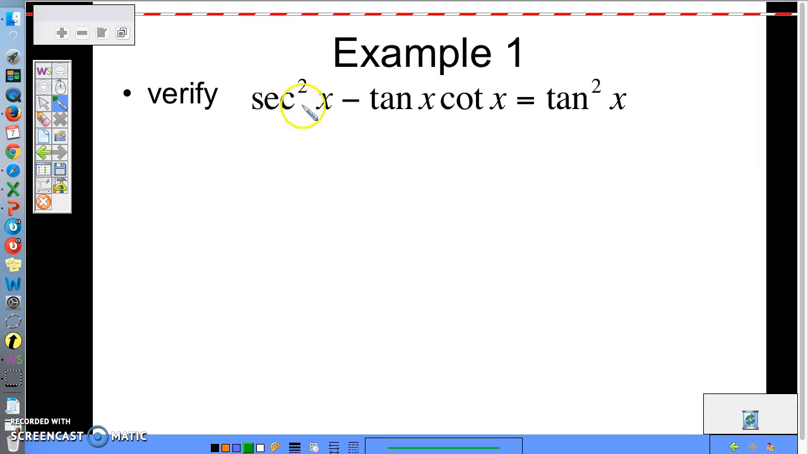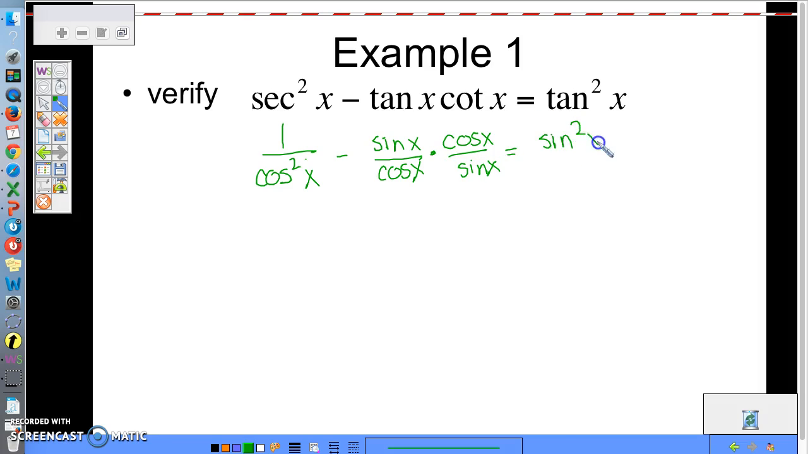So this first one to verify, alright, we can rewrite everything in terms of sine and cosine. So this would be cosine squared of x. This would be sine of x over cosine of x. This is the cotangent, or tangent, this one would be cosine of x over sine of x. And it would equal sine squared of x over cosine squared of x. So first step, we have everything in terms of sine and cosine. Well, I look here, well, that's going to be 1. So we have 1 over the cosine squared of x minus 1 equals sine squared of x over cosine squared of x.